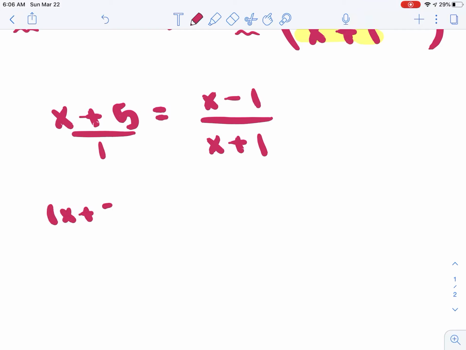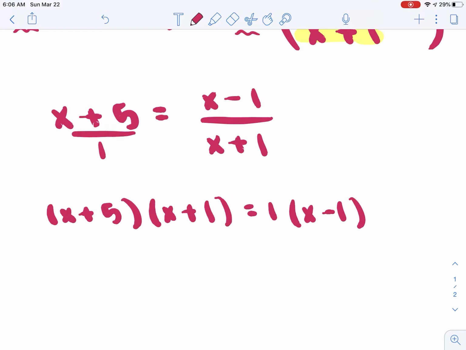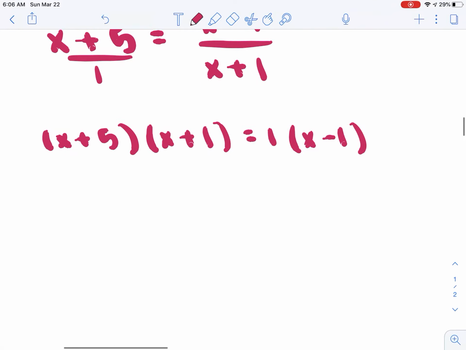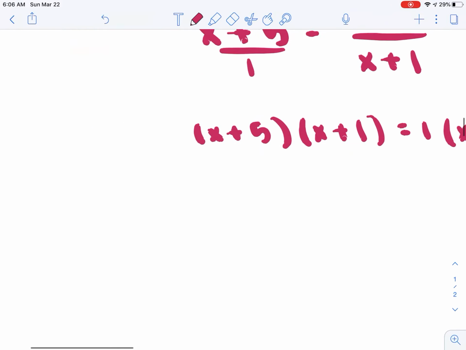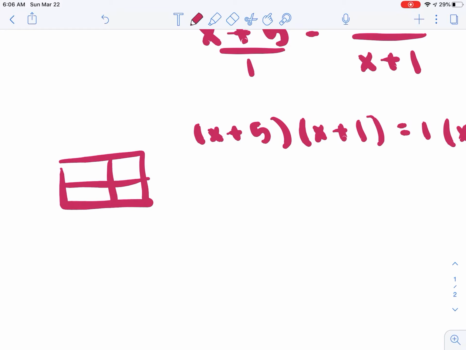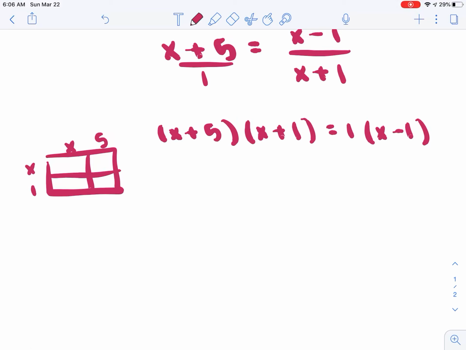Now, to solve this, let's think about cross products. I can take x plus 5, multiply that by x plus 1, and that's going to equal the product of 1 times x minus 1. When we multiply on the left-hand side, you can either do a box, or you can FOIL. You should get the x squared, 5x, 1x, and 5. And then on the right-hand side, getting the x minus 1.